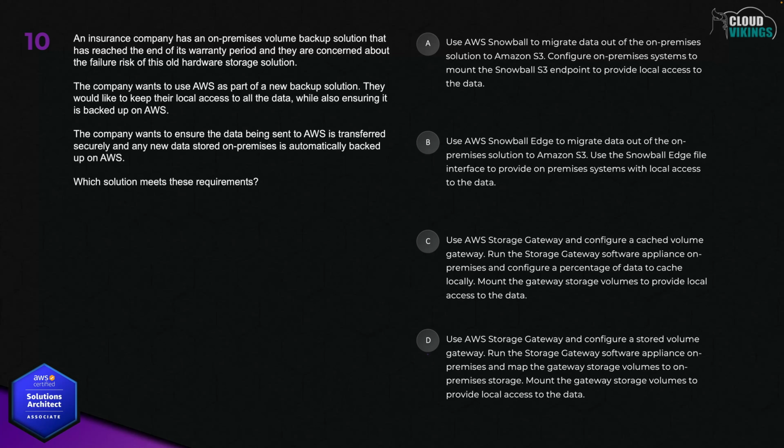The correct answer here would be D. Use AWS Storage Gateway and configure a stored volume gateway. Run the Storage Gateway software appliances on-premises and map the gateway stored volumes to on-premises storage. Mount the gateway storage volumes to provide local access to the data.